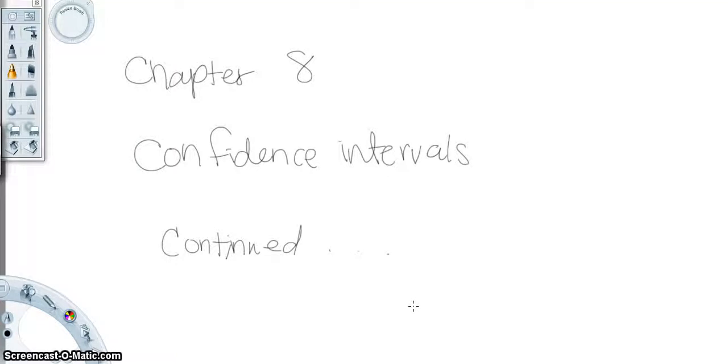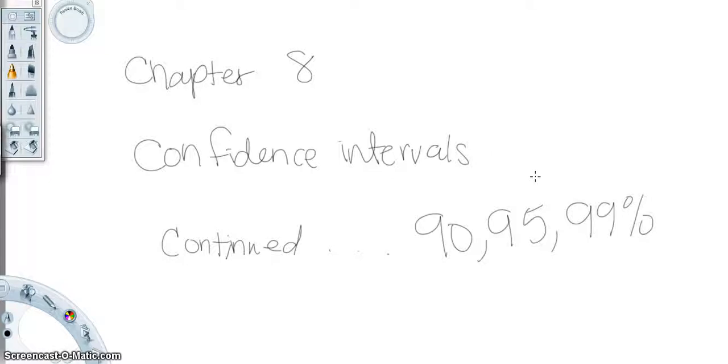In Chapter 8, we're going to continue talking about confidence intervals today, and we're going to start talking about confidence intervals that are not our normal confidence intervals of 90, 95, and 99%. We're going to talk about stuff that's in between, like 98%, 96%, maybe 68%. We're going to look at those numbers and how we can find out what we're going to do for those.